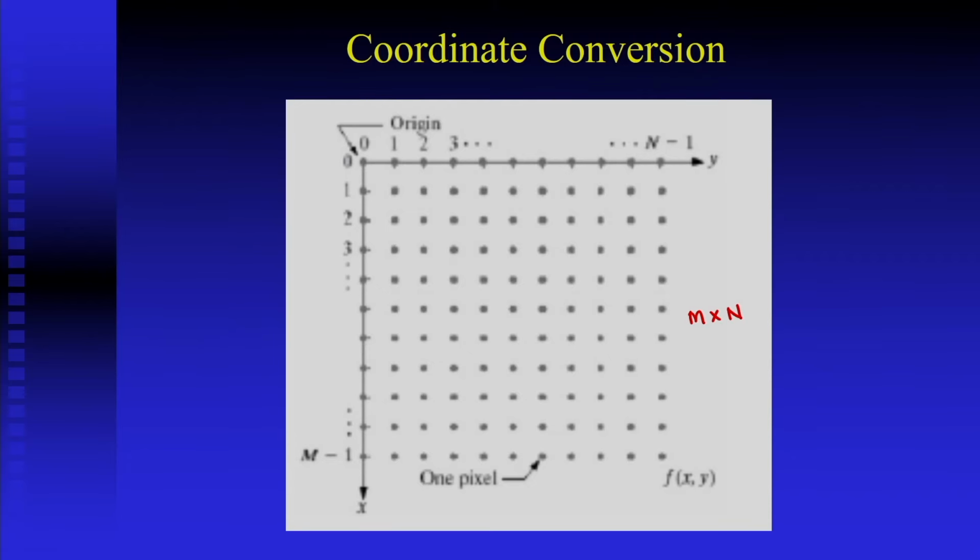Here I have shown the m number of rows and the n number of columns, from 0 to n minus 1 and 0 to m minus 1. And this is the origin of the image, that is, the point 0 0. And I have shown the pixels. These are the pixels of the image.